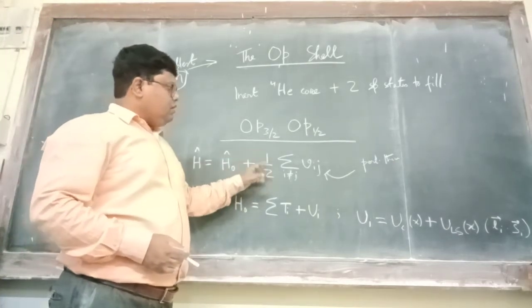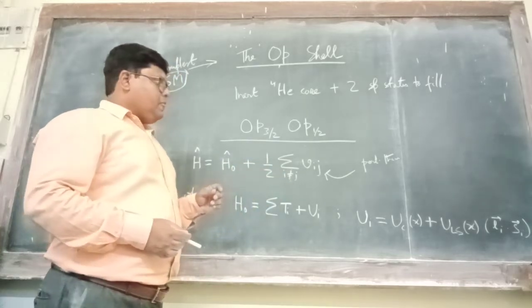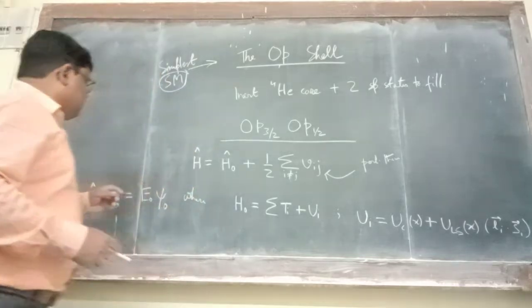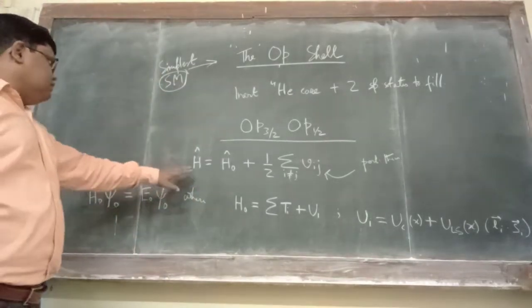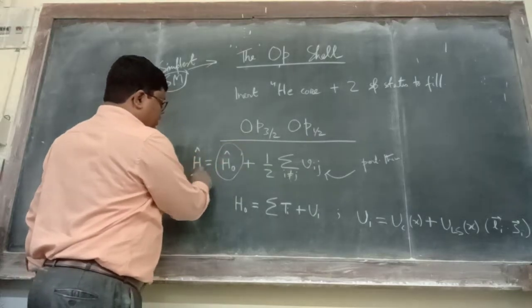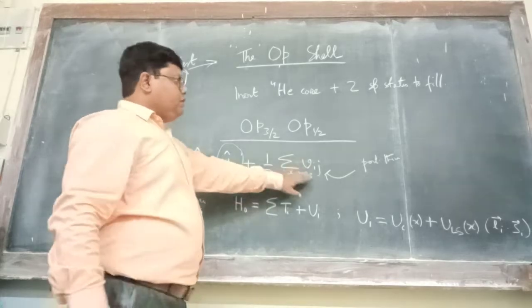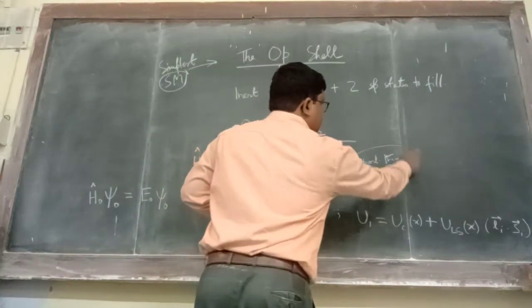H0 plus summation, half to avoid double counting, V. And we will have to solve this. Okay. I have already talked about this. So this is the total Hamiltonian, but difficult to solve due to the presence of the residual interaction. And we will treat this using perturbation theory.